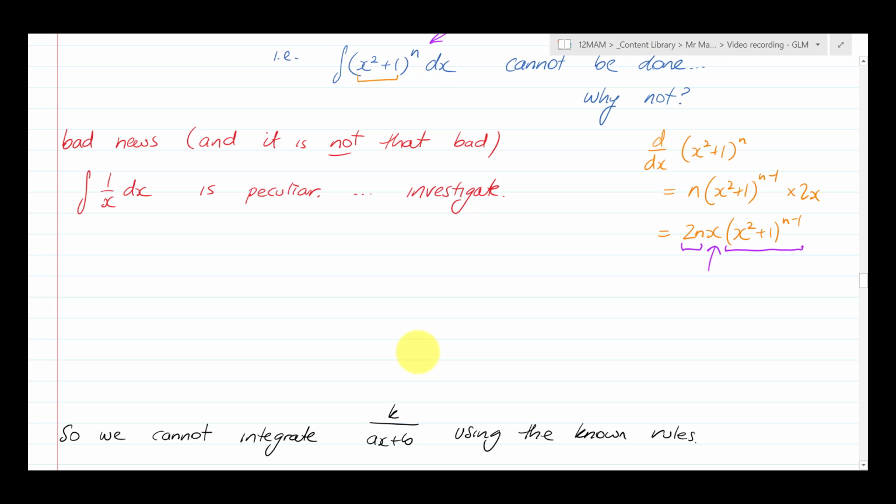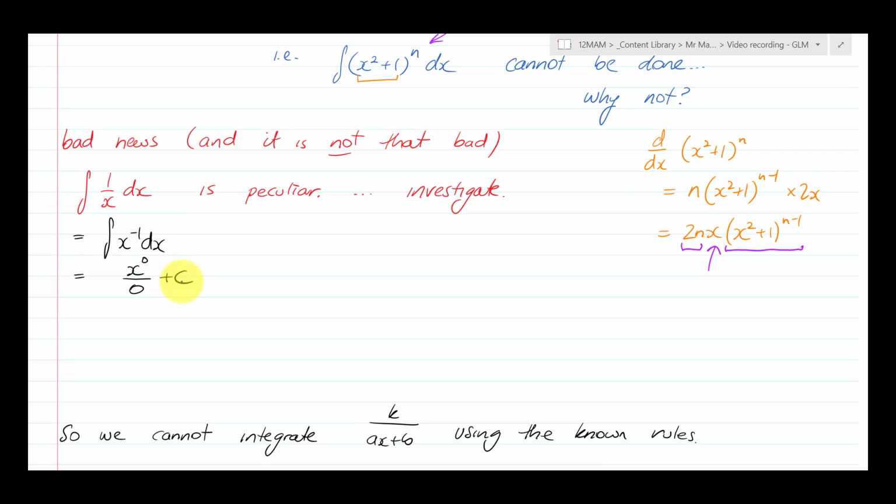Now, here's a little bit of bad news. And it's not too bad. But we do have one issue. We can integrate everything except for the integral of 1 over x dx. This would be the integral of x to the power of negative 1 dx. And of course, using our rule, that would be equal to x to the power of 0, we increase by 1, divided by 0, plus c. And we can't divide by 0. So the integral of this reciprocal function cannot be done.